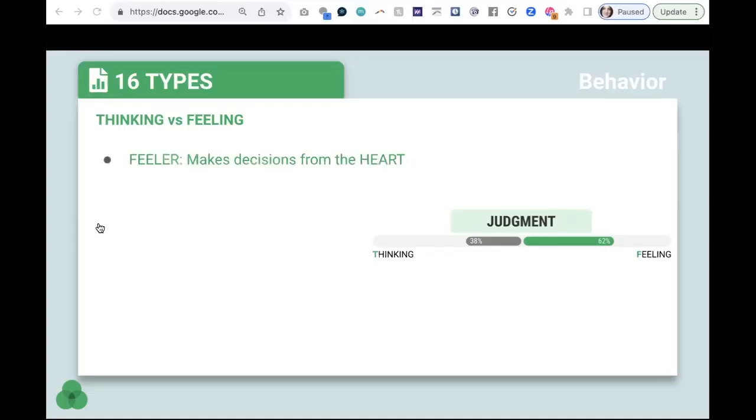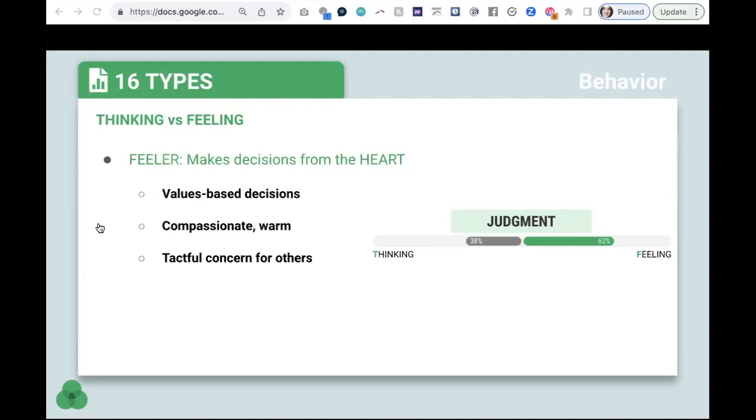Now, a feeler is going to make decisions more from the heart. They're going to make values-based decisions, right? And they're going to look at things from the lens of concern for others. And so they can appear compassionate, warm, even sometimes idealistic. They are going to bring a tactful concern for others. They seek harmony, right? They want the best for everyone. They want everybody to win, right?